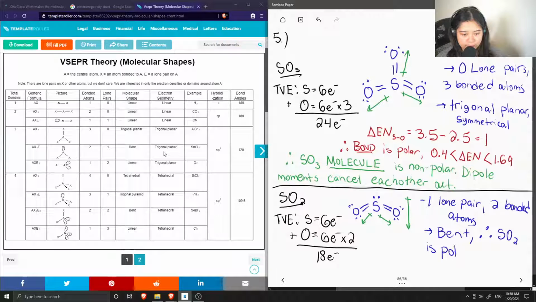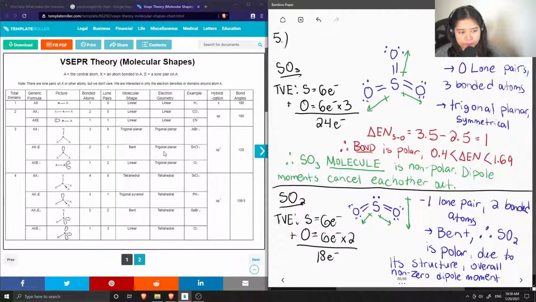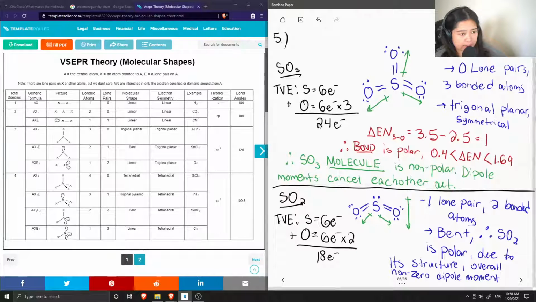It is polar due to its structure, and it has an overall non-zero dipole moment. Okay, so this is comparing SO3 and SO2 and why our SO3 molecule is nonpolar, whereas our SO2 molecule is polar.